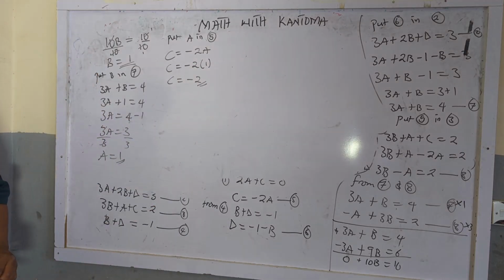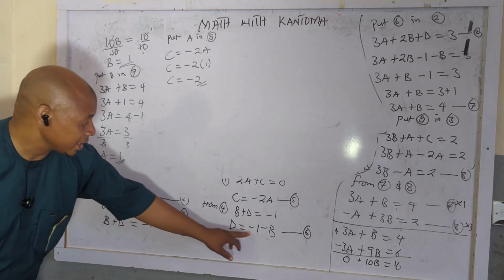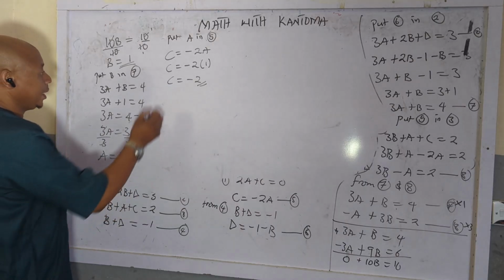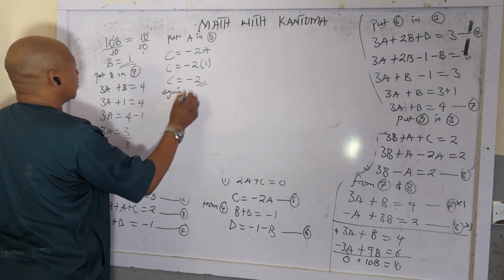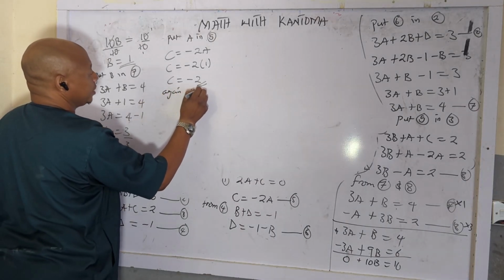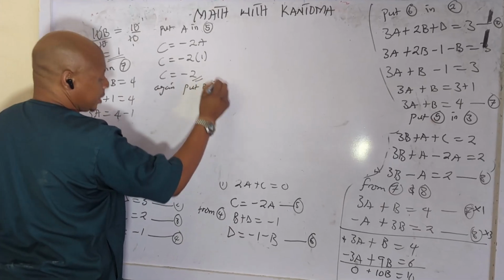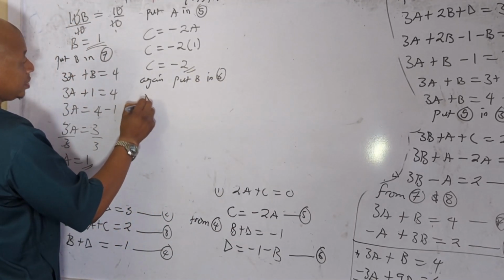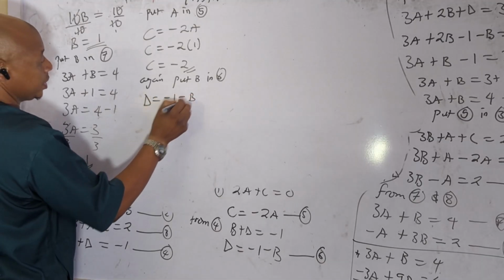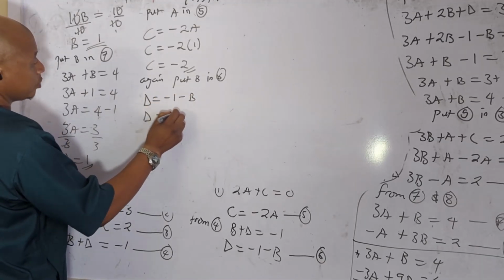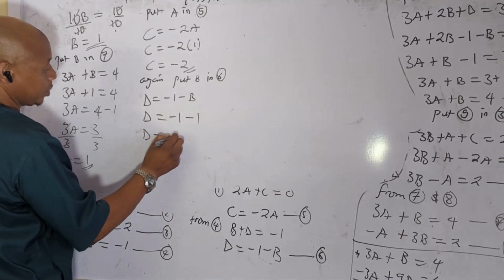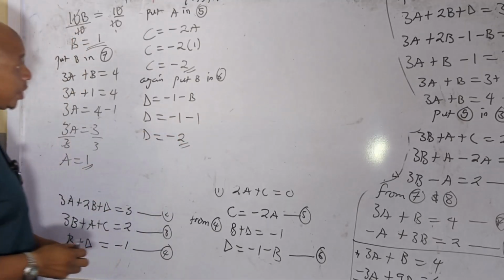So if c is minus 2, I can also substitute the value of any of the variables. Put the value of b in equation 6 to find the value of d. Equation 6 says d is equal to minus 1 minus b. The value of b is 1, so minus 1 minus 1, so d is equal to minus 2. So the value of d is minus 2.